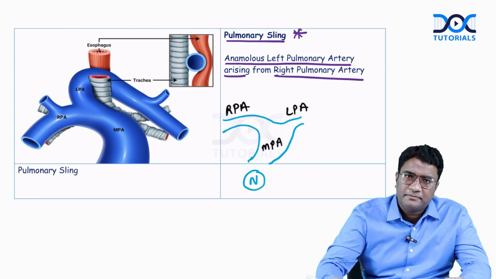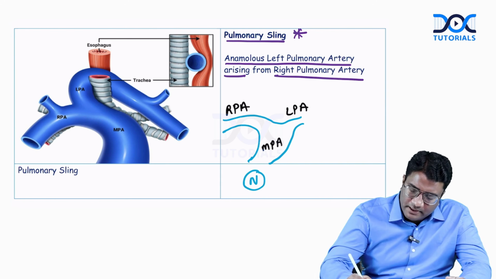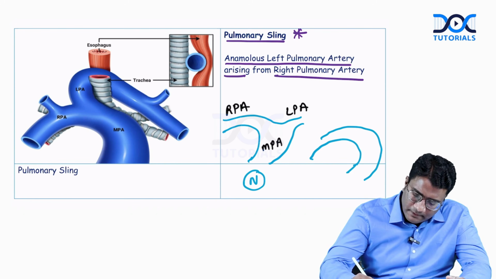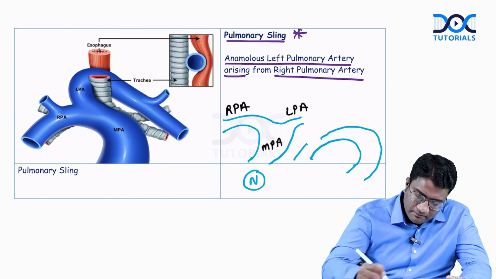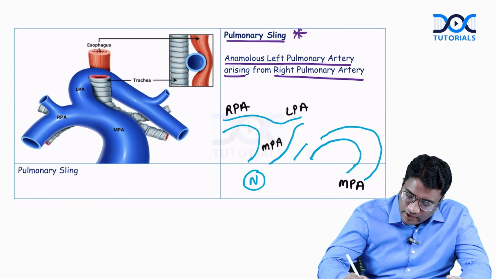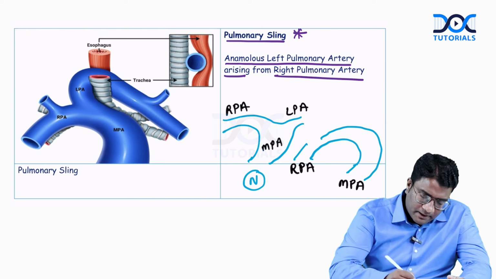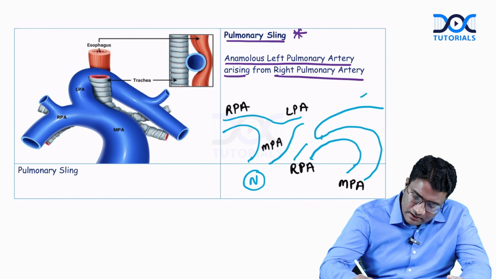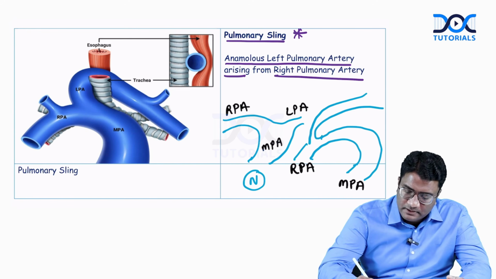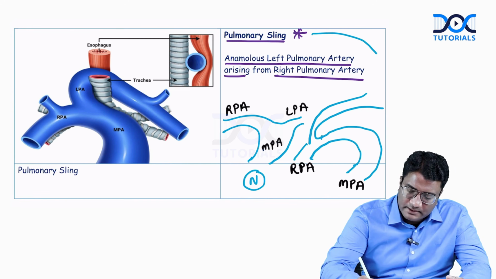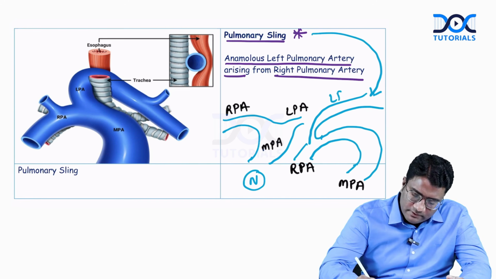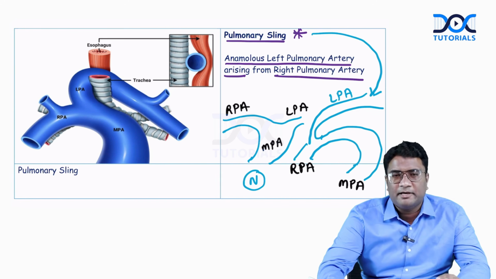This is normal. But if the main pulmonary artery only gives rise to the right pulmonary artery, and the left pulmonary artery comes from the right pulmonary artery, this is called the pulmonary sling. So what is pulmonary sling? It is an anomalous left pulmonary artery arising from the right pulmonary artery.